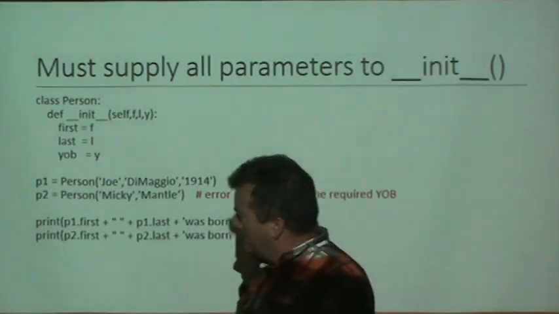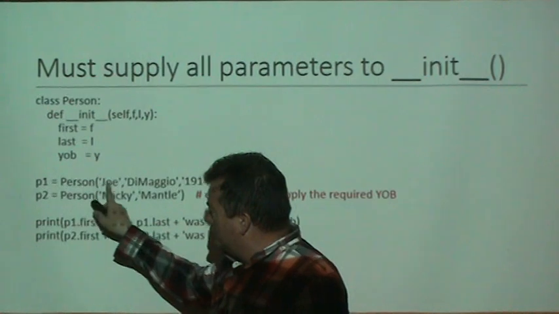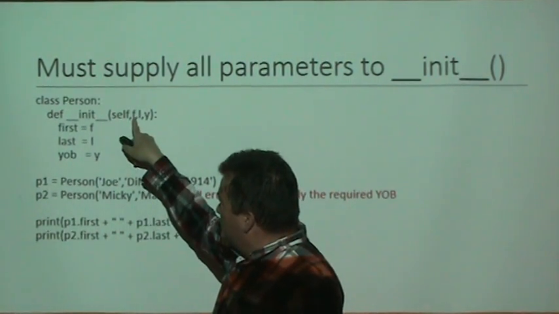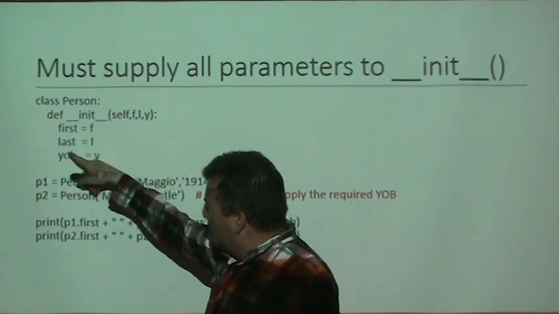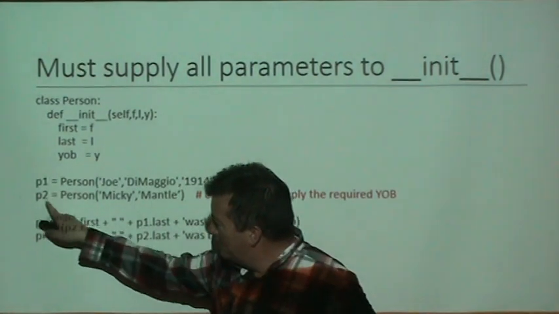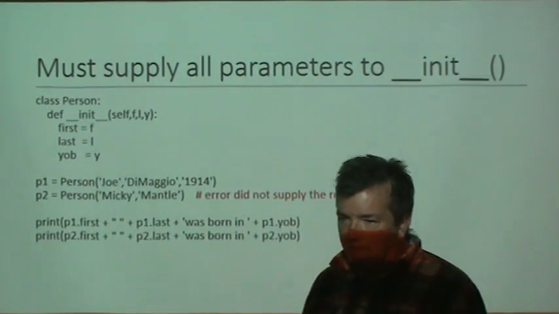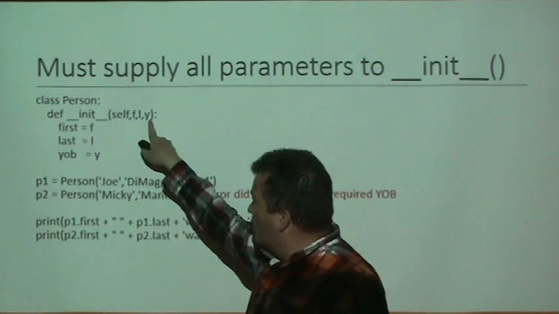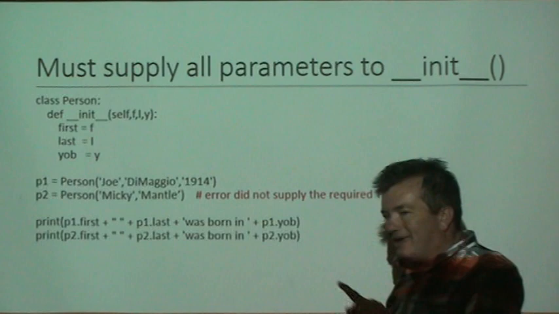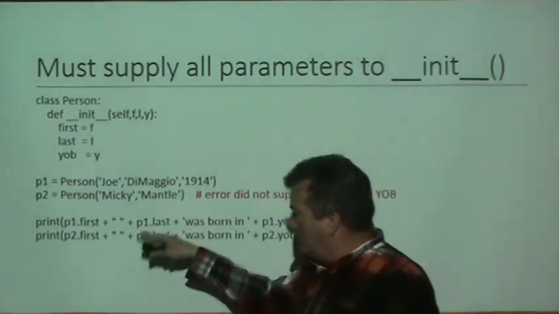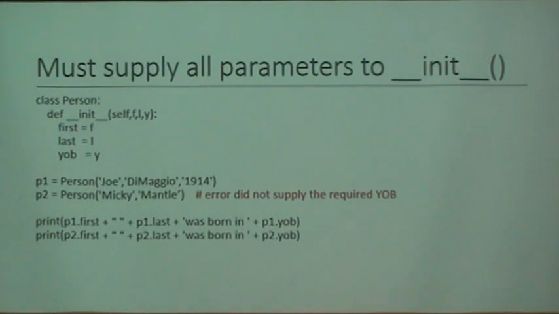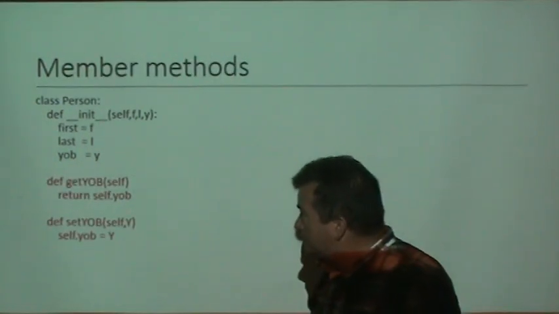So for example, we could say P1 equals person Joe, comma, DiMaggio, comma, 1914. It would be Joe DiMaggio, 1914. We'd write them onto the fields and we'd be all set. If you then came along and said, I'd like to make a second person called Mickey Mantle, but you don't give a year of birth, the year of birth, Y, is an input parameter that is required and you didn't supply it, therefore you get an error. You can't create a person if you don't give them a year of birth. Okay, all right, good.